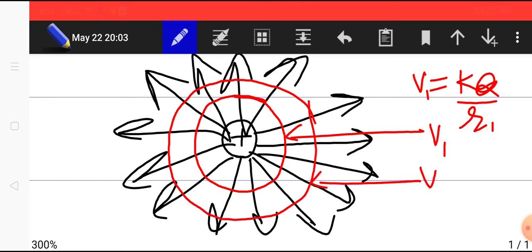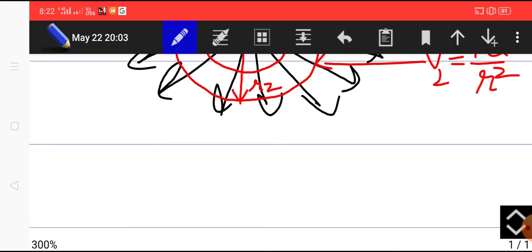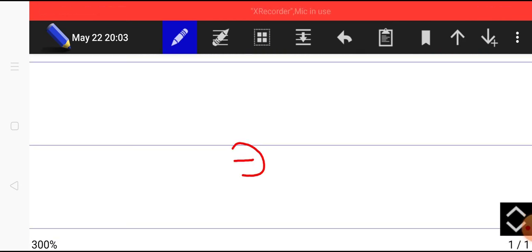Let us say the potential of this surface is V₂, and if the first surface is at r₁ distance, let us say the second surface is at r₂ distance, and potential is going to be kq/r₂. So you are observing that electric lines of force are always at 90 degrees with the equipotential. If you draw a tangent on the equipotential surface, then your electric field will always be at 90 degrees with that equipotential surface.